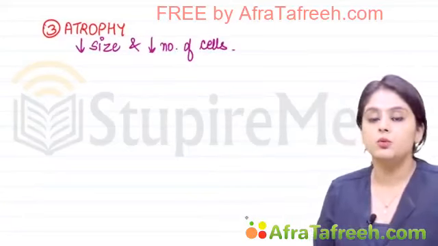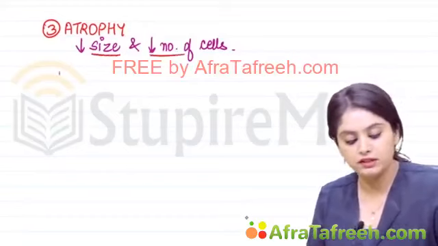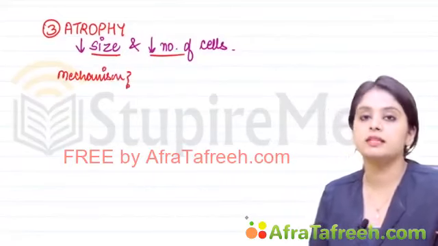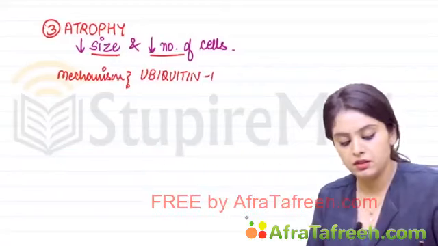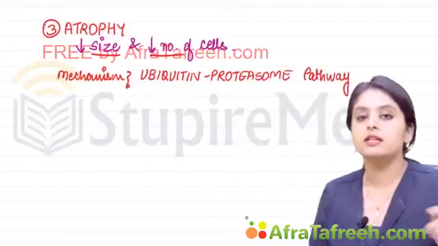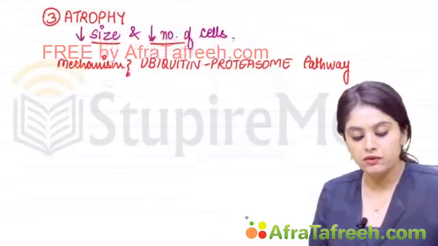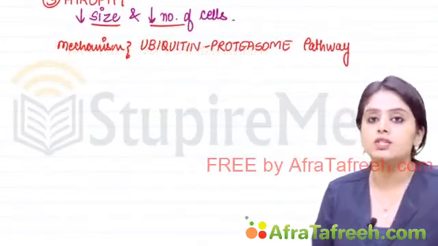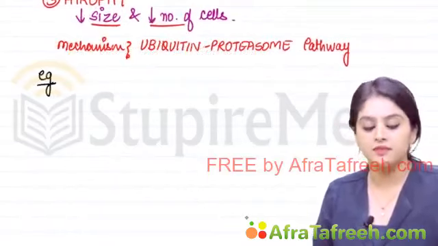Now what we need to know, why and how is the size and number of the cell decreasing? So what is the mechanism of atrophy? Remember, there is one pathway that is present known as the ubiquitin proteasome pathway. This pathway is primarily responsible for the decrease in the size and the number of the cell, that is atrophy. Now what we need to know further, what all conditions in the body can result in atrophy, or indirectly we can say what are the examples.